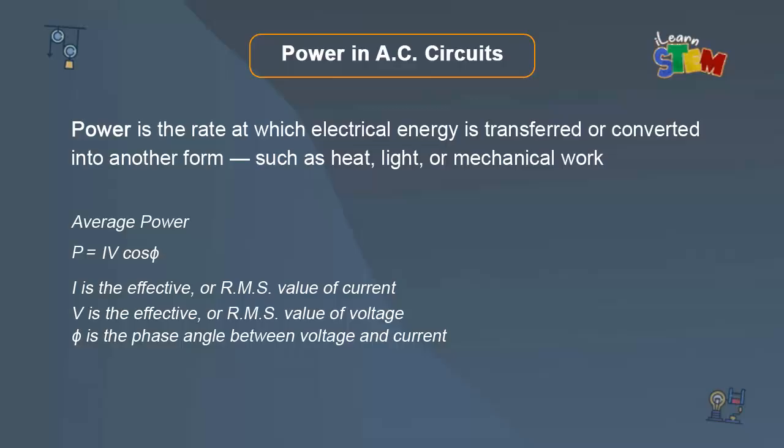If the circuit contains only resistance, the power absorbed is given by P equals I squared times R. This represents the true power converted into heat in the resistor. I is the current and R is the resistance.